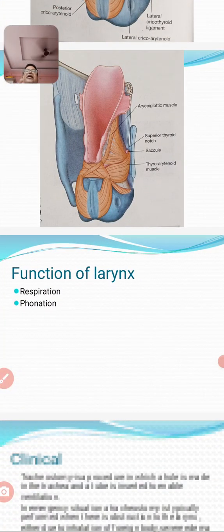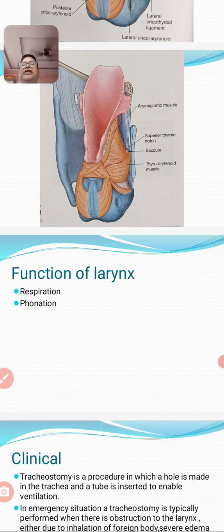Now the function of the larynx. The larynx helps in respiration, that is in forced inspiration, and also helps in phonation, in producing the whispering sound, sound production and respiration.